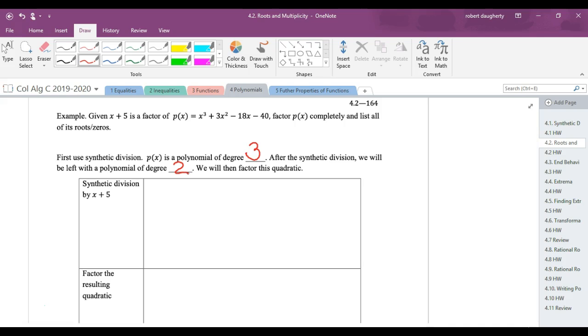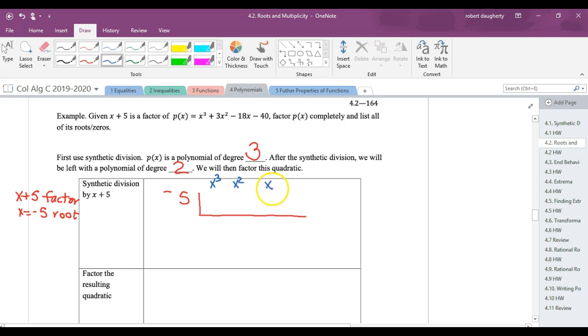So I want to divide this by x plus 5. If x plus 5 is the factor, what is the root? Yeah, x equals negative 5 is the root or solution. When I go to set up synthetic division, what number goes on the outside? Negative 5. And then I need to set this up. I'm going to have something cubed, something squared, an x term, and a constant. What numbers go in here? 1, 3, negative 18, negative 40.